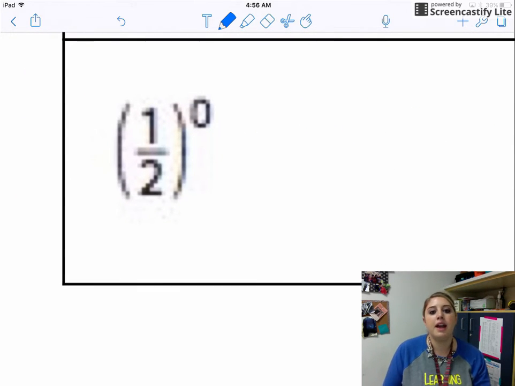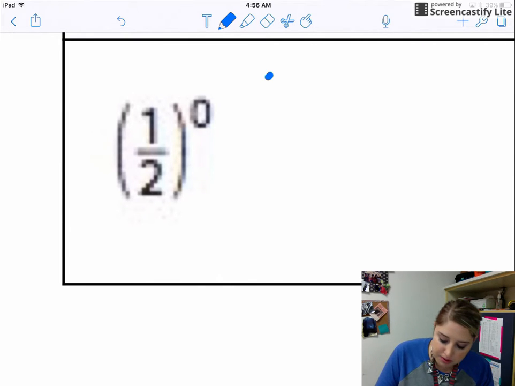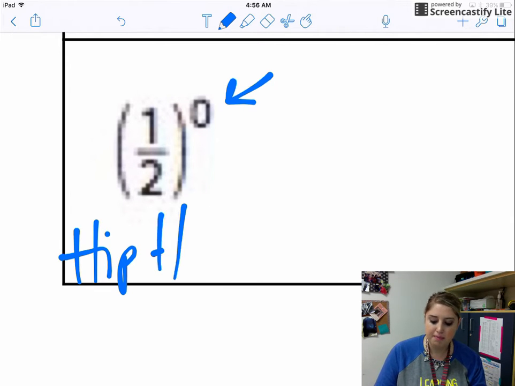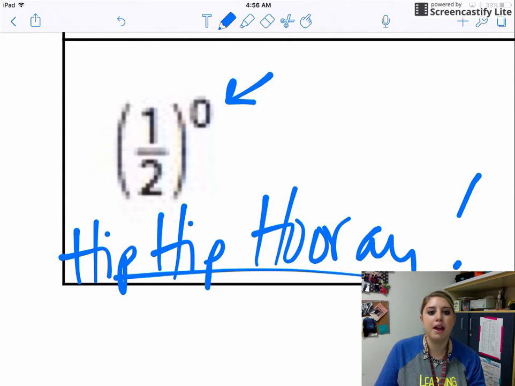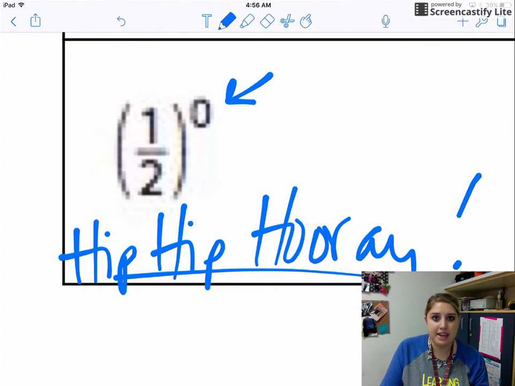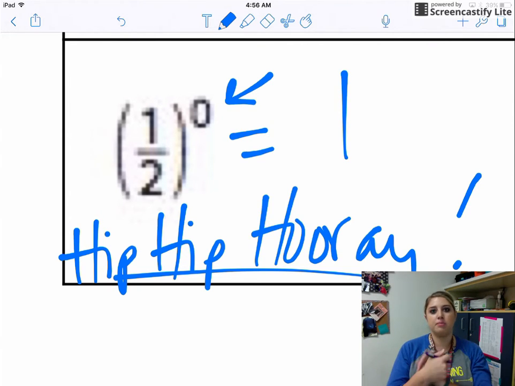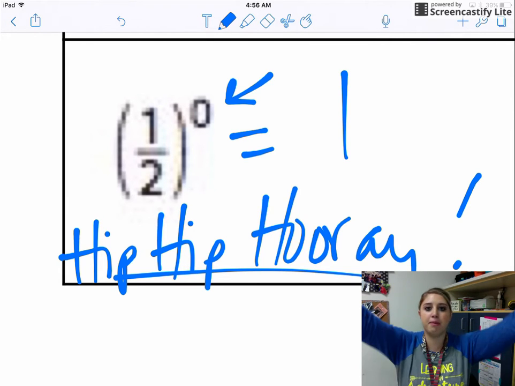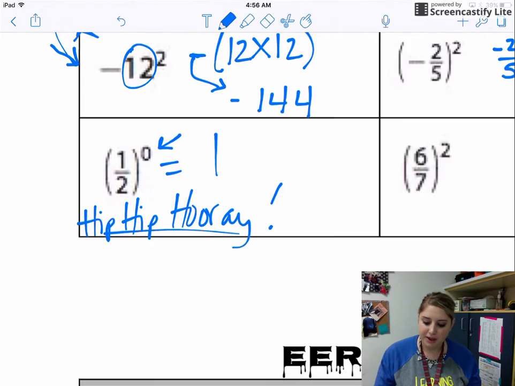I have 1/2 to the 0. I have a special rule. If you see anything raised to the 0 at any time, you're going to say, hip, hip, hooray. Woohoo! Hip, hip, hooray if you see it raised to the 0, because that means less work for you. Anything raised to the 0 power is just 1. The whole answer becomes 1. So if you see something raised to the 0 power, you say, hip, hip, hooray, less work for me. The answer is 1, okay?